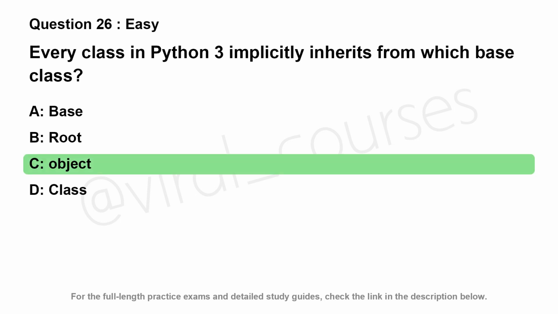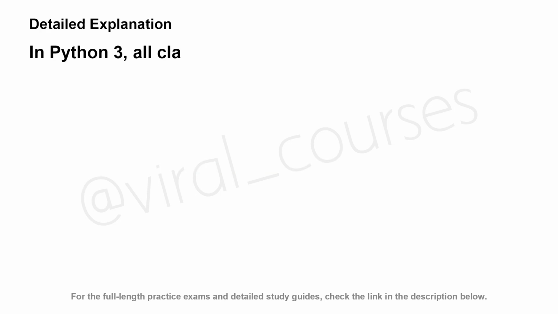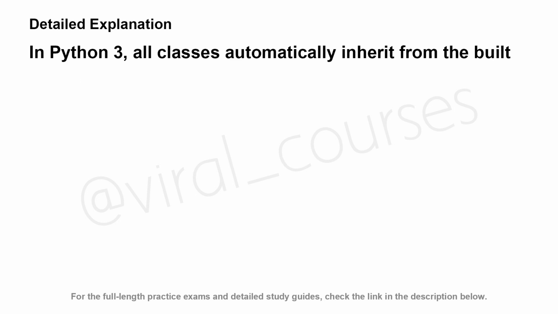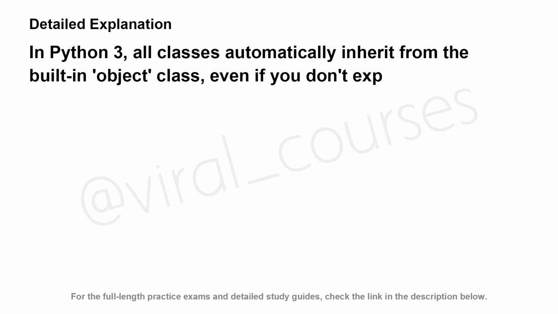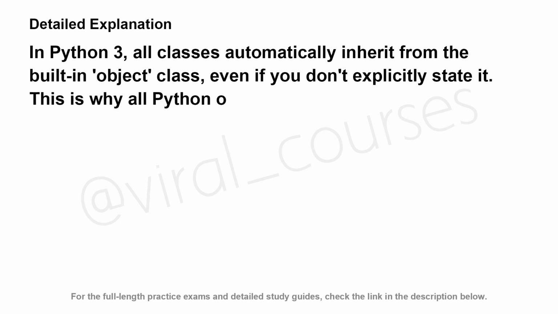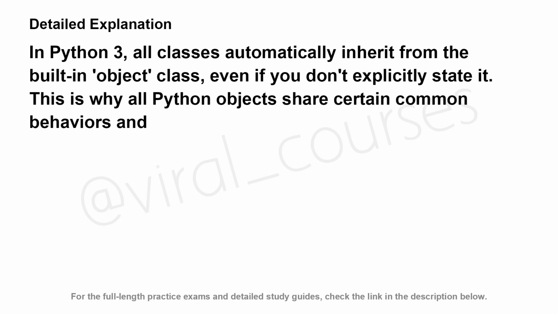The correct answer is C. In Python 3, all classes automatically inherit from the built-in object class, even if you don't explicitly state it. This is why all Python objects share certain common behaviors and attributes, like __str__ and __repr__.